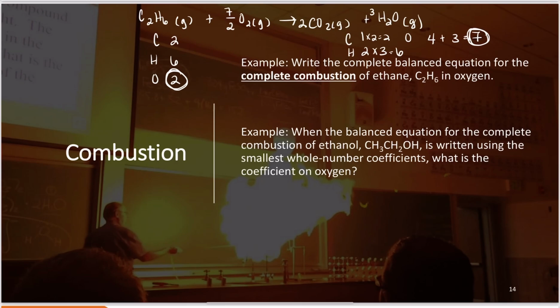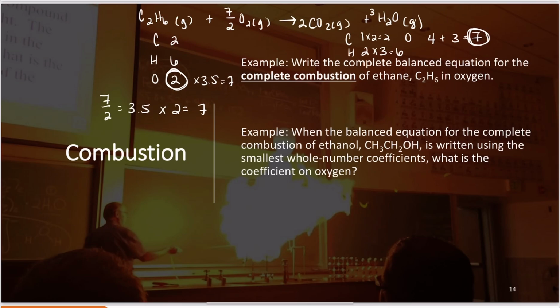I can say 7/2 O2. 7 halves, 7 divided by 2, is the same as 3.5. 3.5 times 2 is 7. This balances out my reaction. It gives me 7 oxygens on each side.